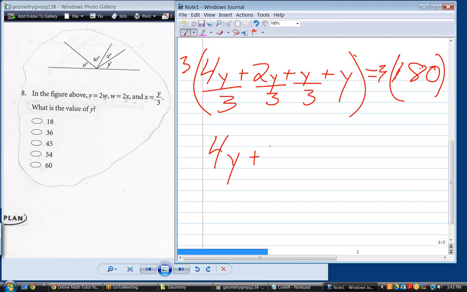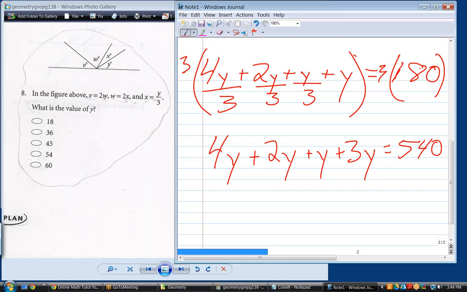So 4y plus y. What's the second term going to be? 2y. Yeah, 2y. Okay. The third term? Y. And the fourth term? 3y. In other words, it doesn't have a denominator. And then 3 times 180 is 540. Now, much easier equation to solve because there's no denominators. Always try to get rid of your denominators and your parentheses. That's kind of the game plan towards solving equations.